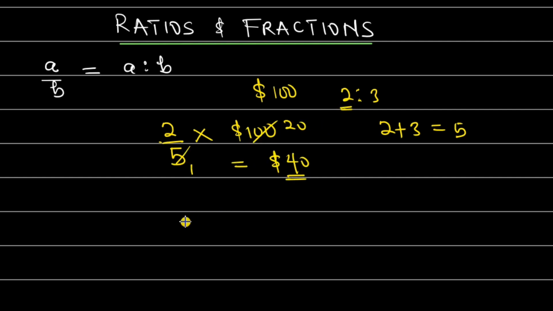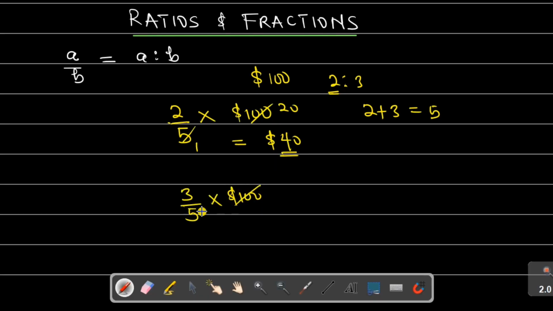And then for the second person, that will be 3 over 5 multiplied by 100. By the time you do the same thing, you get 60, which is actually the same thing as saying 100 minus the share of the first person.